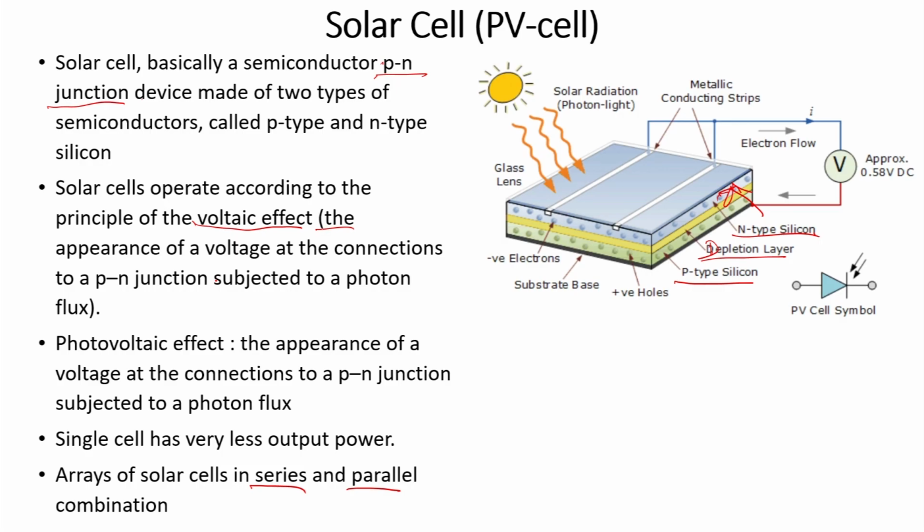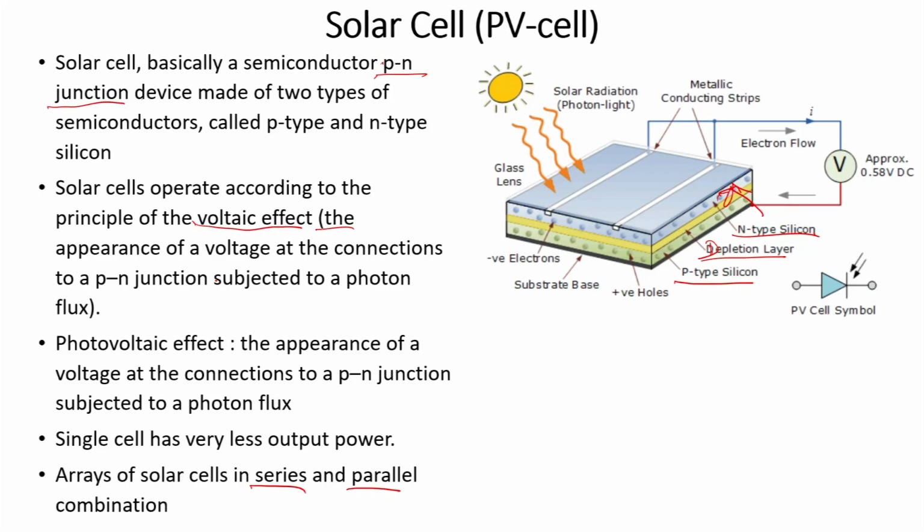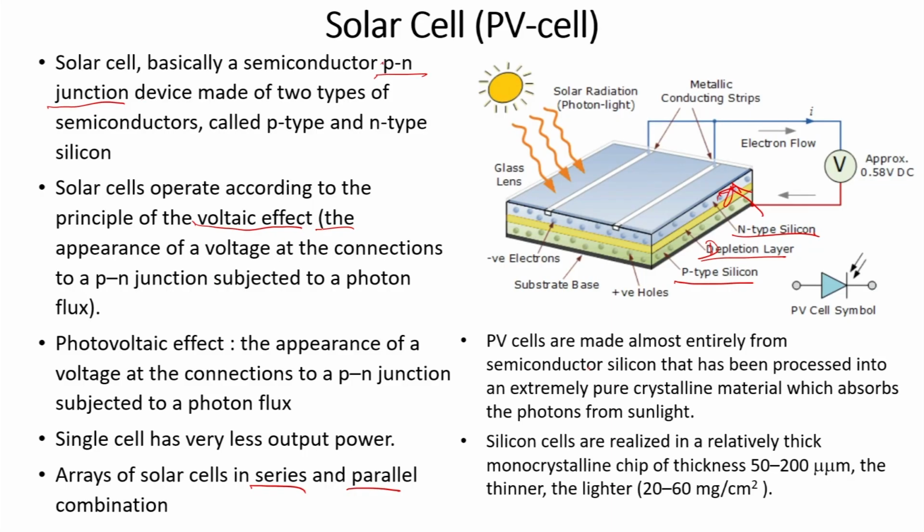That can be seen from the voltage and the IV characteristics. What is that point, that voltage and current combination, at which I can operate so that the power output is maximum? As I was saying, a single cell's output power is very low, so we need to put cells in arrays, and the parallel and series combination is done based on the output power we need.